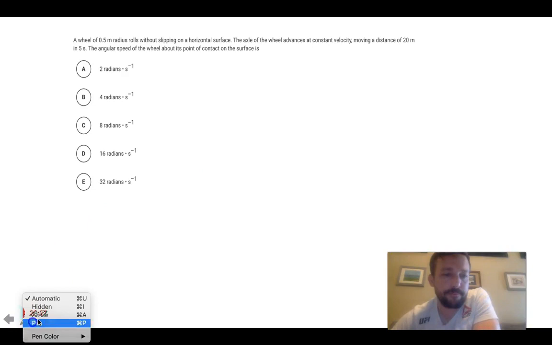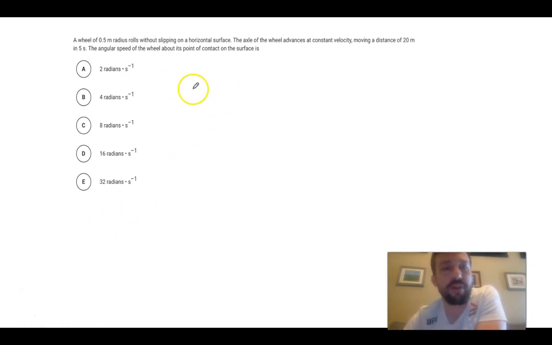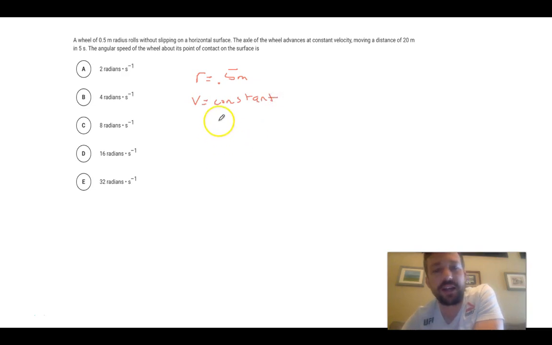Okay. A wheel of 0.5 radius rolls. Okay, so we got a radius. And remember, pause it, do it yourself. Okay, radius is 0.5 meters, rolls without slipping. The axle of the wheel advances at a constant velocity. Okay, so I know that the velocity is constant. I'm just going to put that here to tell me, okay, it never changes. Moving a distance of 20 meters, okay, so it went a linear distance of 20 meters.